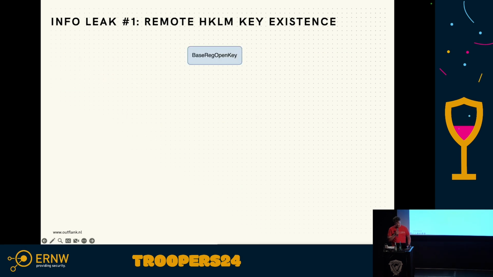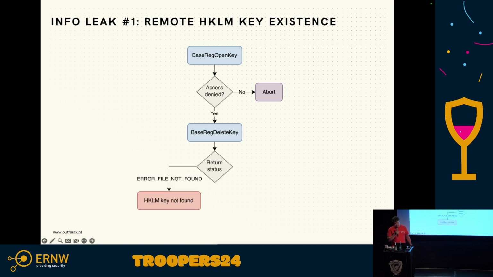So here it is visually. We first open the key. We check if we get access denied. And if we don't get an access denied, we abort. We say, OK, you shouldn't run it under a different user. Then we try to delete the key. And on the basis of this response, we can actually get two responses. One is error file not found, which means that the key does not exist on the remote system. But if we get an access denied, then we know that the key exists.